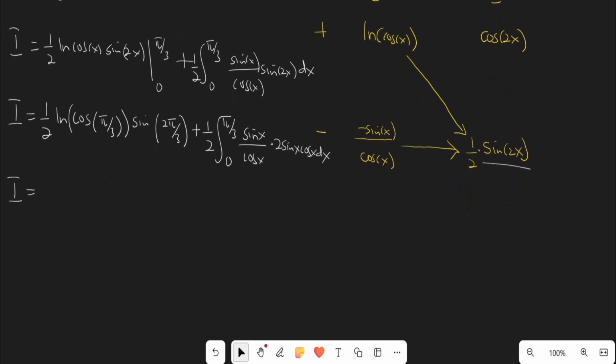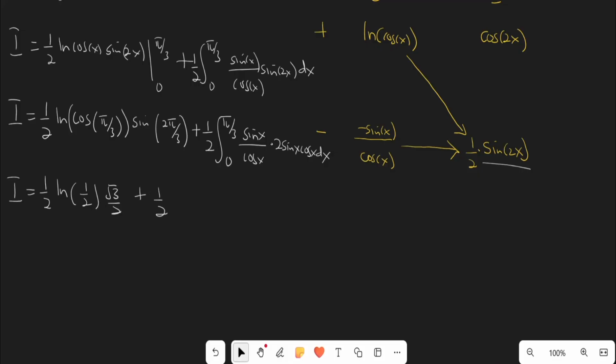And now let's evaluate this limit, right? This is 1/2. And then we have cosine of pi over 3. That is cosine of 60. Cosine of 60 is 1/2. So that is ln of 1 over 2. Sine of 2 pi over 3. That is sine of 120. And that is the square root of 3 over 2.